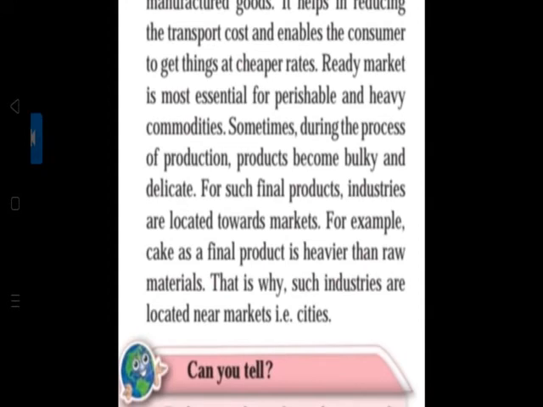For example, cake. The final product is heavier, but the raw material I require for baking, suppose you are baking a cake, is all-purpose flour or essence or certain small things, cocoa powder. This is very small, but the final product, the cake, is heavy. So such industries are located near markets or cities. You will see in certain areas now there are many cake shops which have come nearby, as there are many bakers who have come up with their own designs and creations. So it's easily available.